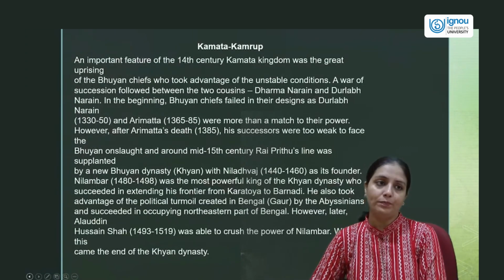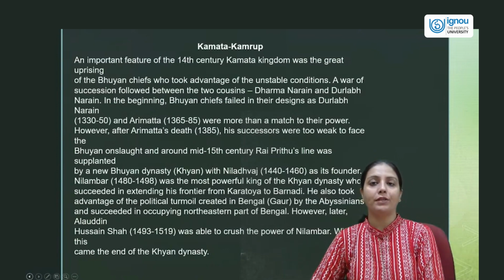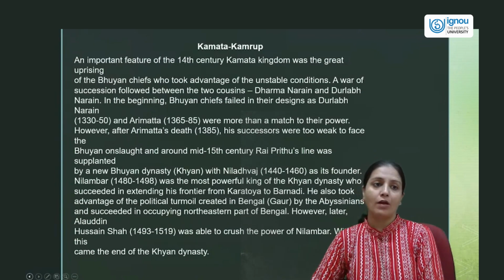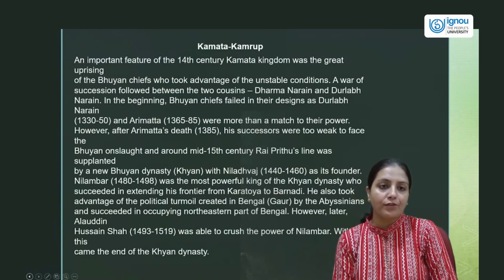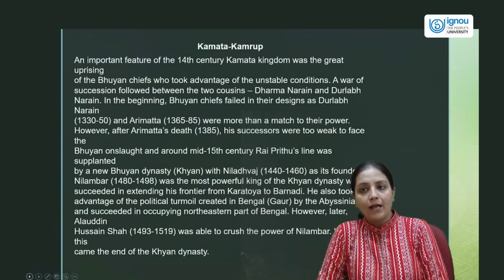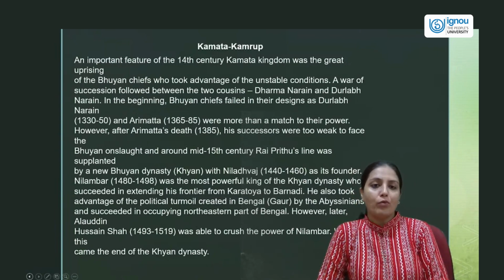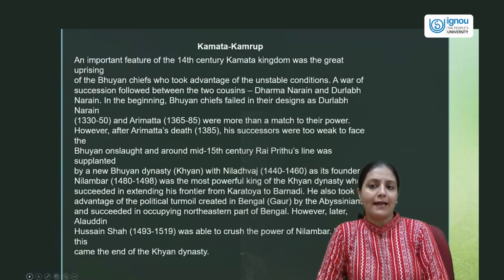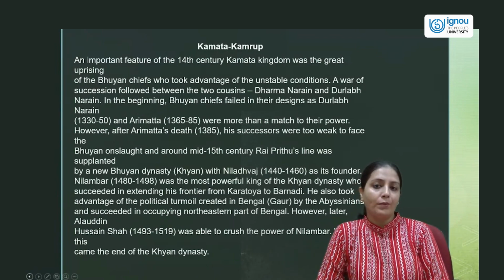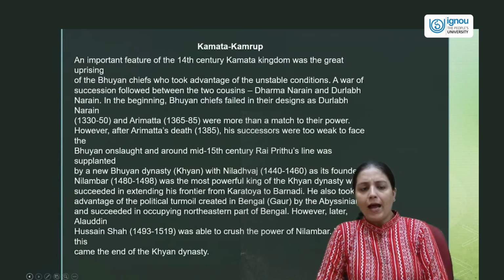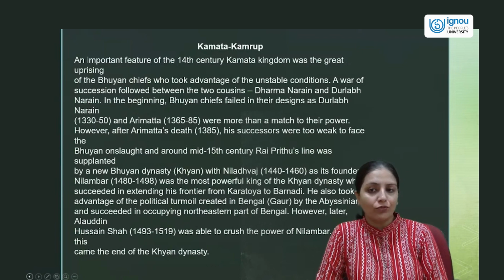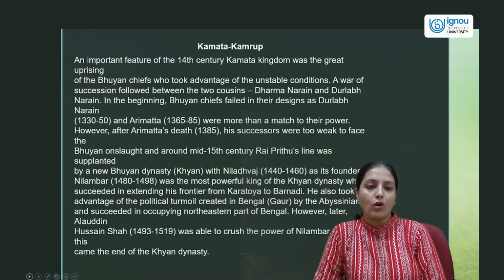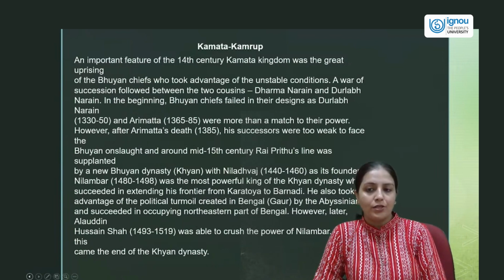Next is Kamata Kamrup, an important feature of the 14th century. The Kamata kingdom was a great uprising of Bhuyan chiefs who took advantage of the unstable conditions. A war of succession followed between the two cousins, Dharman Narayan and Durlab Narayan. In the beginning, the Bhuyan chiefs failed in their designs, as Durlab Narayan and Arimata were more than a match for their power. However, after Arimata's death, his successors were too weak to face the Bhuyan onslaught, and around the mid 15th century, Rai Prithu's line was supplanted by a new Bhuyan dynasty with Niladwaj as its founder.